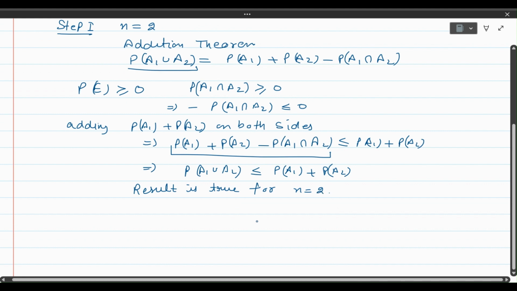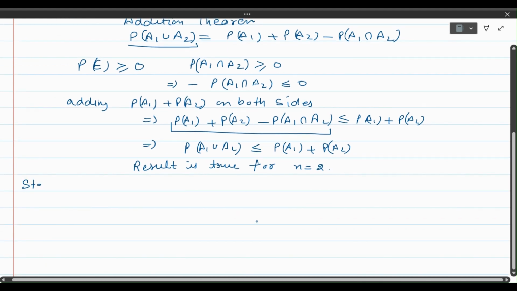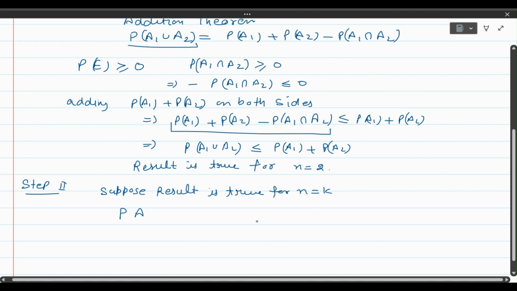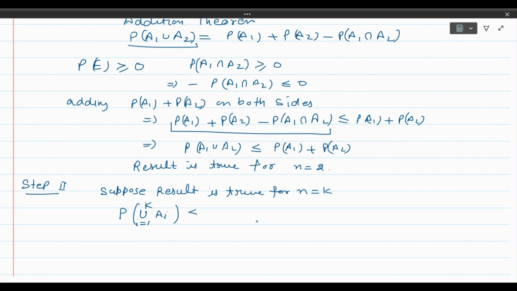Now move to the next step, which is step number 2. Suppose the result is true for n equal to k. It means that the probability of the union, i from 1 to k, of the ai's is less than or equal to the sum, i from 1 to k, of the probability of ai.